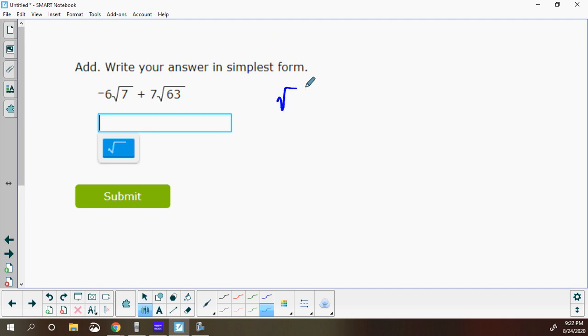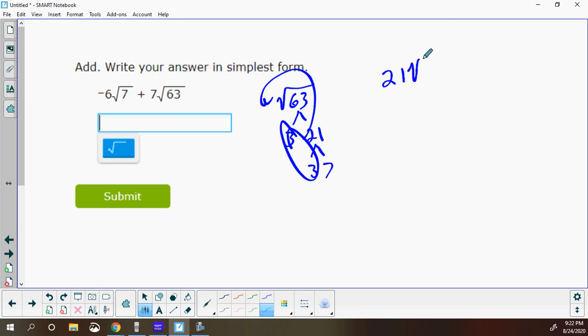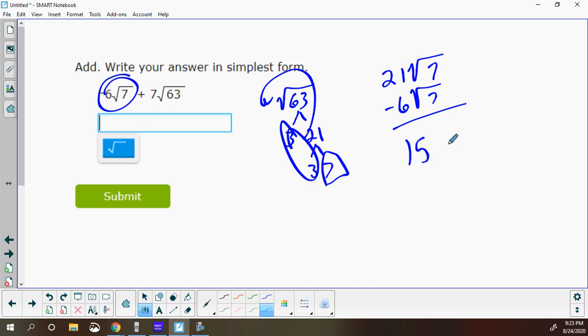60. Break this 63 up. 3 and 21. 3 and 7. 3's move out. There's already a 7, so that should be 21 root left over 7. We have a minus 6 root 7. So 21 minus 6 is 15 root 7. Skadoosh.